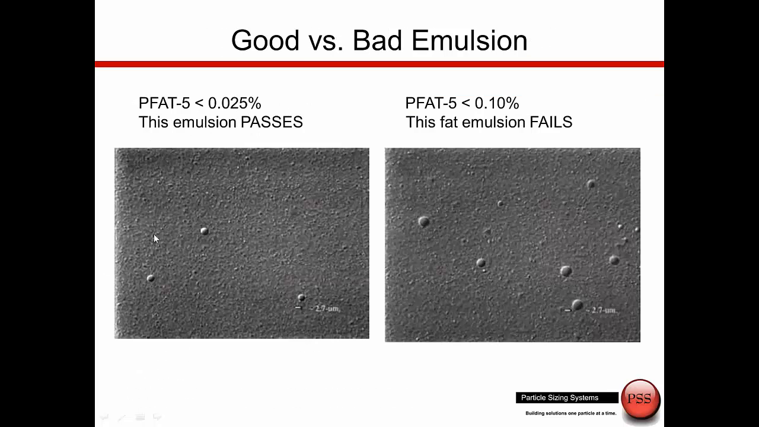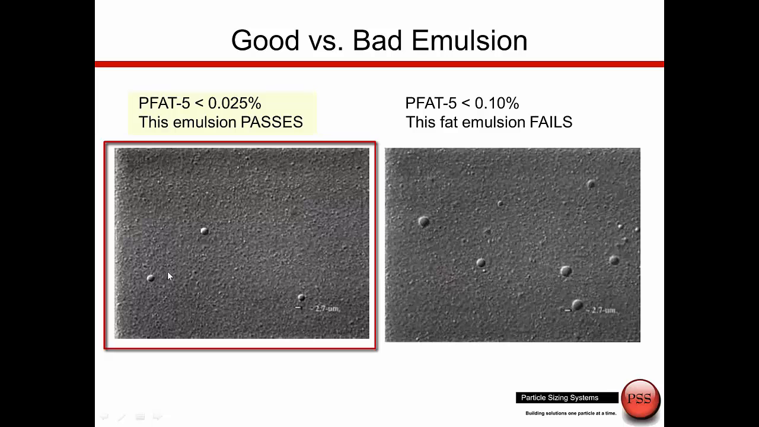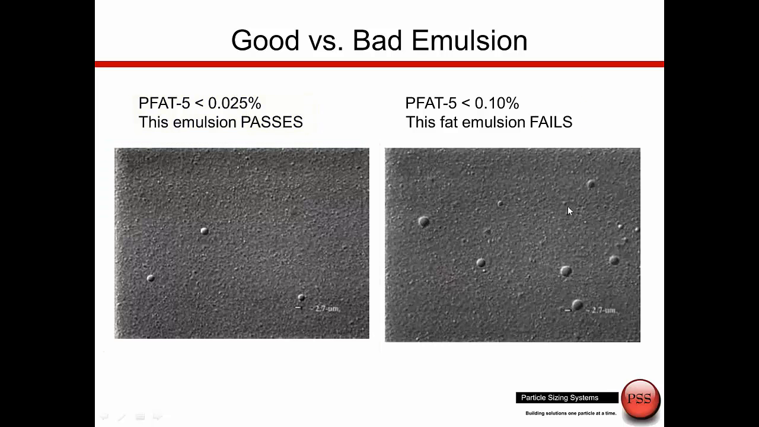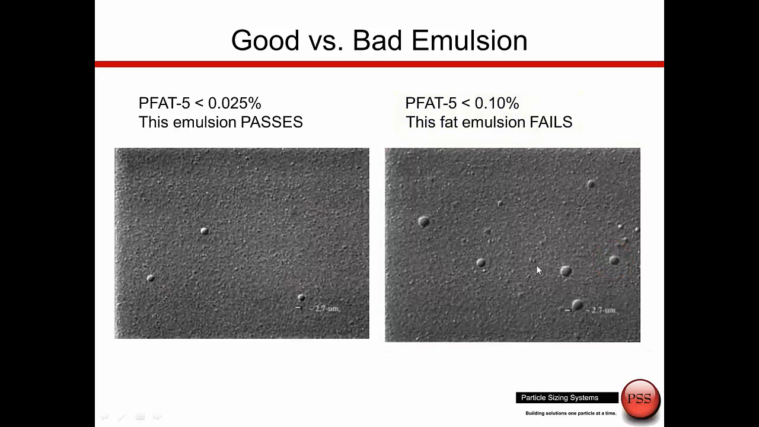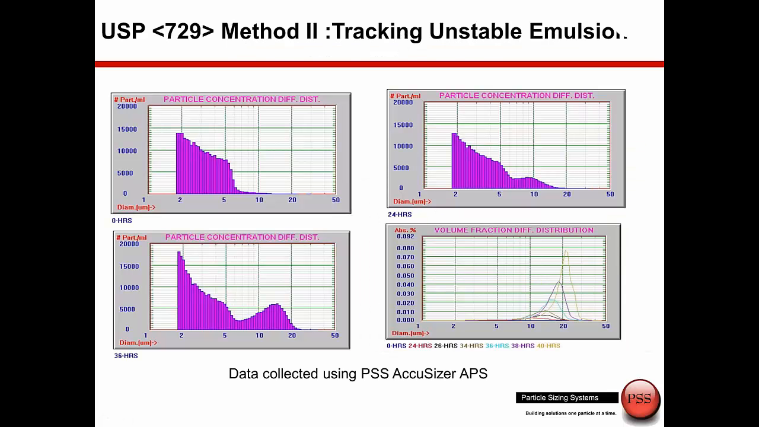As we look at the photograph on the left, this is an emulsion that has been fairly stable. These are large droplets here that are easily noticed. This has a PFAT5 down at 0.025%, and this is one that's going to fail where there's actually more of these large droplets showing up. These are scanning electron micrographs, but actually using the AccuSizer is a much easier, quicker way to make these measurements.